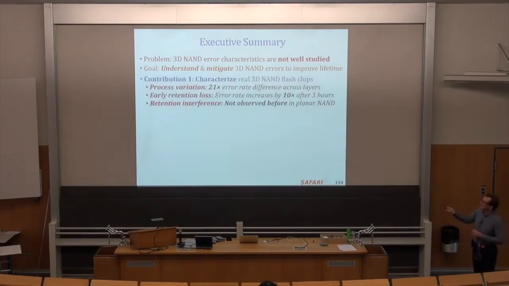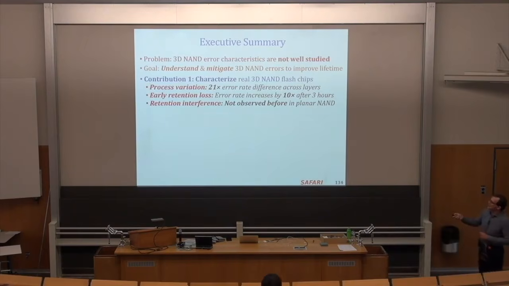Understanding requires characterization. It turns out there are some conclusions here. One is very interesting: you have a huge effect of process variation across the different layers. There is more than one order of magnitude error rate difference between layers. Some layers in the middle actually have very high error rates for various reasons. So that's one problem. Early retention loss is another problem. Error rate increases by 10x within 3 hours after programming, and this is much higher than in planar NAND.